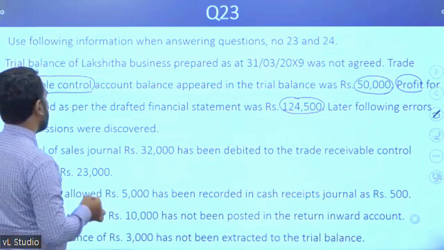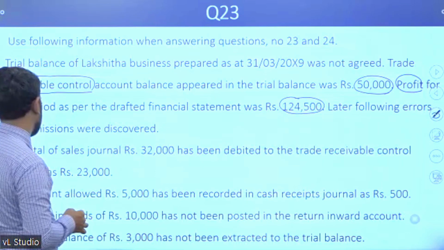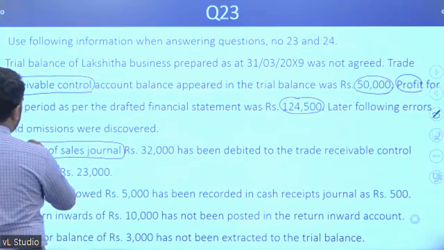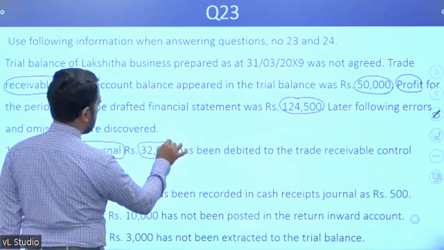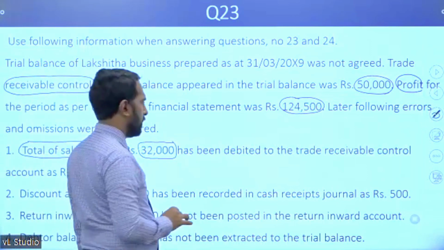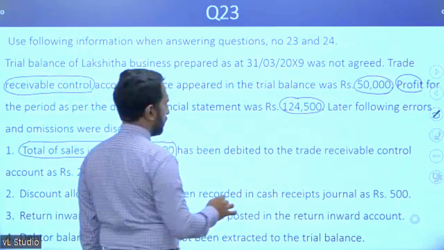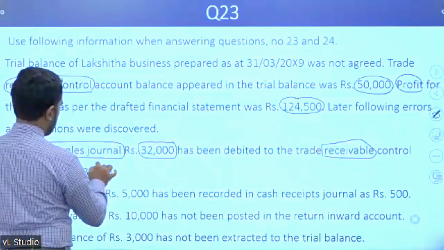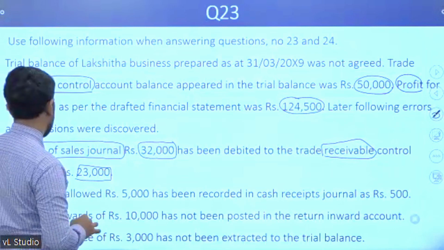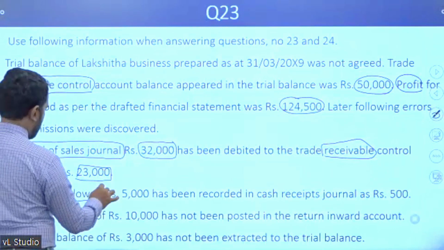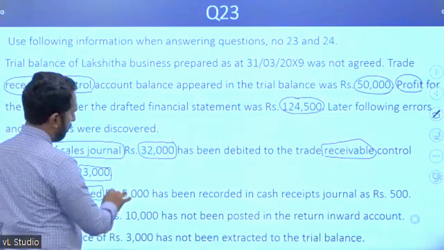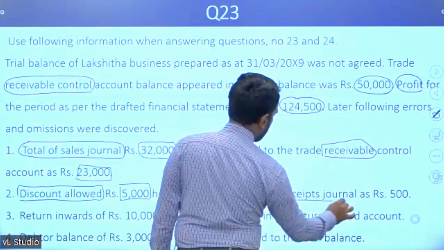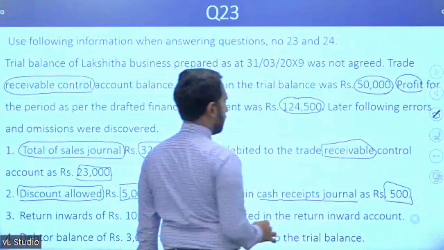Later, the following errors and omissions were discovered. Total of the sales journal, rupees 32,000, has been debited to the trade receivable control account as 23,000. So to the receivable account, it has been debited as 23,000, right? Discount allowed, or the discounts given, rupees 5,000 has been recorded in the cash received journal as rupees 500.